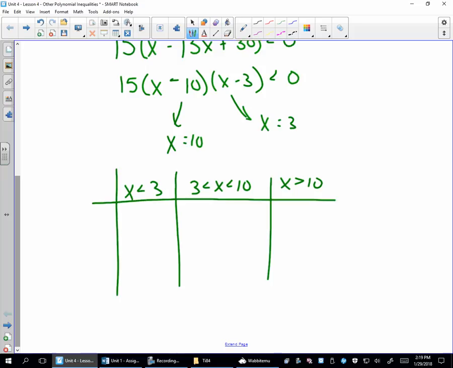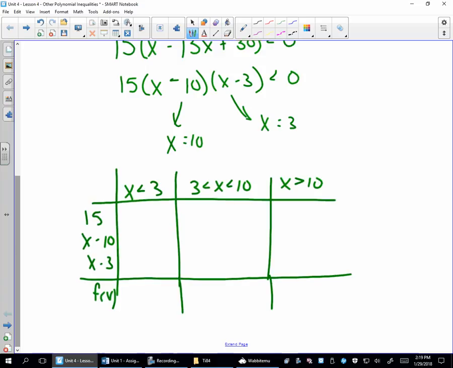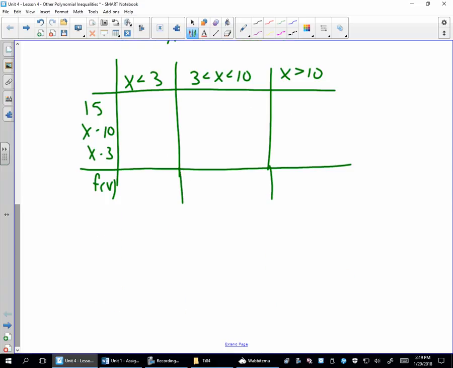Our function is made up of the number 15, x minus 10, and x minus 3, and there's our function. We want to check our signs, right? So a number below 3, let's try 0. Well, 15 is 15, I can't ever change 15. But 0 minus 10 is negative, and 0 minus 3 is negative, which makes a positive. Between 3 and 10, if we try 4, I get a positive, a negative, and that's a negative. And 11, okay, so what can I say?